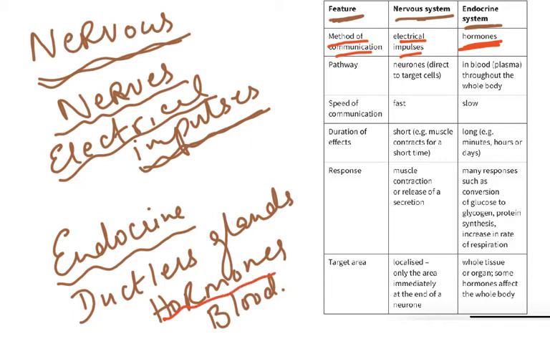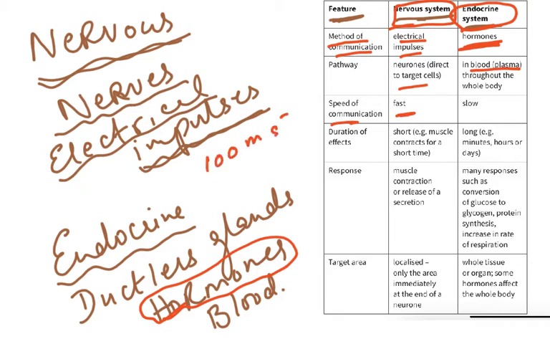Hormones are the ones which are produced by the endocrine glands. So we have the endocrine system and we have the nervous system. So pathway: these are neurons or nerves which we are going to study. This of course is in the blood plasma. You know the blood is made up of plasma and it's got cells. So it's going to be carried all around the body. Speed of communication is very fast because nerve impulses travel at 100 meters per second. So it's very, very fast. Well, this is slow because blood, yes, circulates fast. You might say, yes, blood is also fast, but it's slower than this.